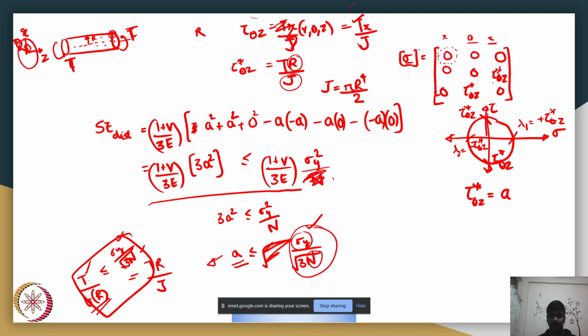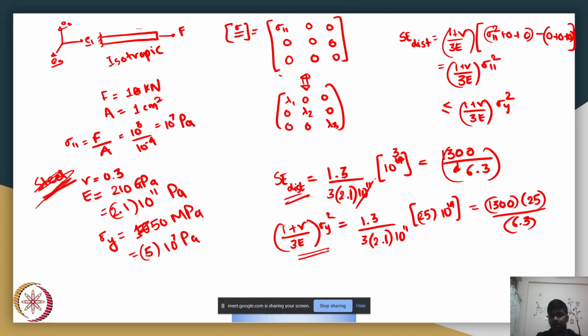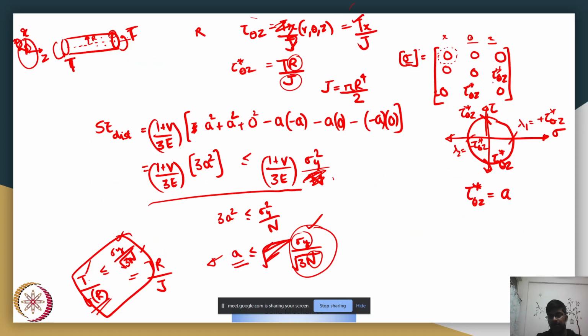Sir, I'm really sorry, but in the distorted energy formula, in the previous slides you have kept sigma 1 square plus sigma 2 square, but here you have substituted it directly with the shear stress. So firstly, no need to apologize. Doubts, everyone has to ask once.